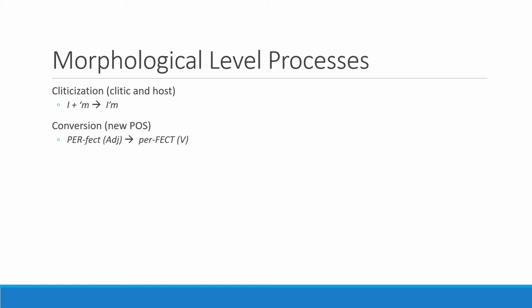The next one is conversion, where it's a new part of speech. So perfect is an adjective, and you can have a perfect cake, but then if you didn't have a perfect cake, you could perfect the cake, which is a verb. It started as an adjective and turned into a verb. Notice the stress is different in the two words, so perfect and perfect have different meanings.